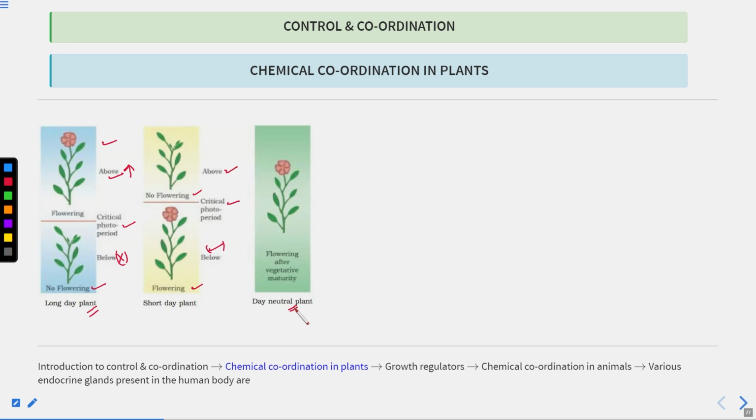Okay. And the day neutral plants, they are independent, or they are not affected by the relative length of the day. So they will flower whenever they reach a certain age. So they will flower after vegetative maturity. There are two phases in the life cycle of the plant. What are the phases? First phase is the vegetative phase, in which the growth of the plant takes place. And second is the reproductive phase. So whenever these day neutral plants attain vegetative maturity, then automatically they will flower and enter the reproductive phase.